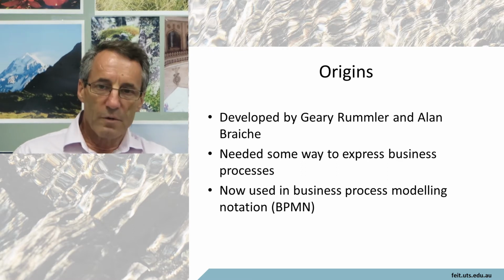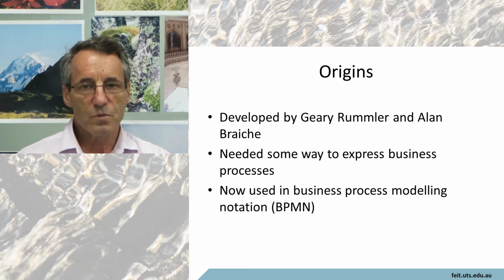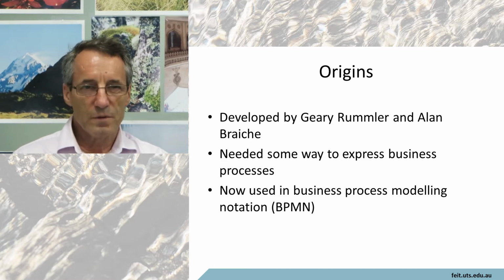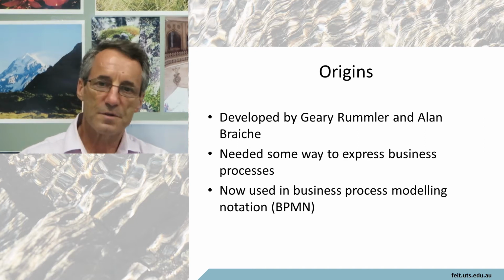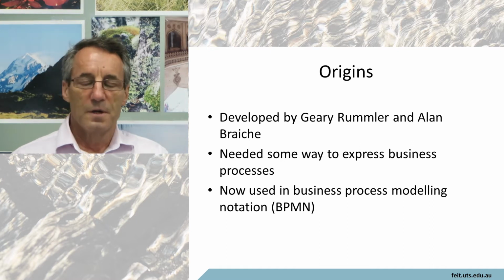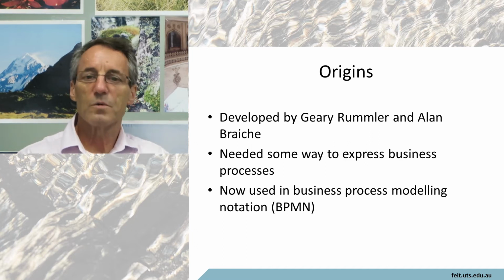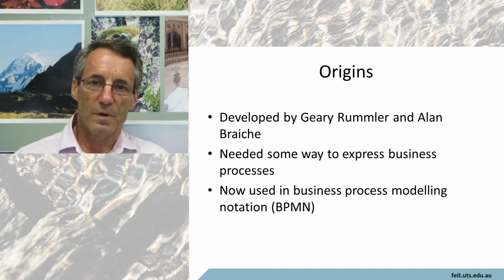So these were developed by Gary Rumler and Alan Braish around about 1990 when they were looking at how organizations did work. And at that time, work in organizations was largely thought of as things that happened within divisions. So you get the accounting division, you get the HR division, and you get some other division, and the work was handed between these divisions. In fact, Rumler and Braish found that wasn't what happened at all. That the work, in fact, happened across the divisions. It happened in the white space between these divisions, which is where you get the matrix management kind of thing.